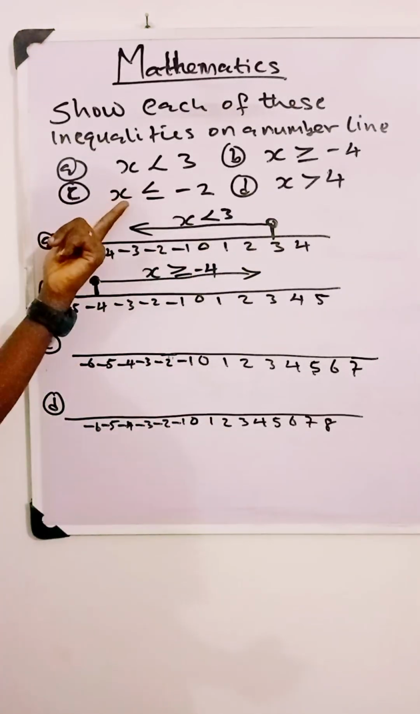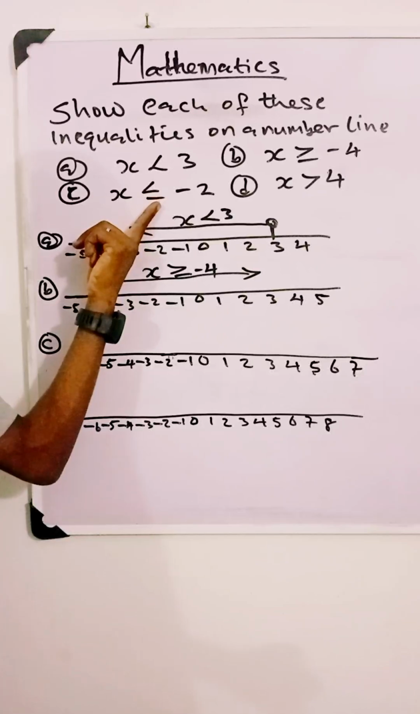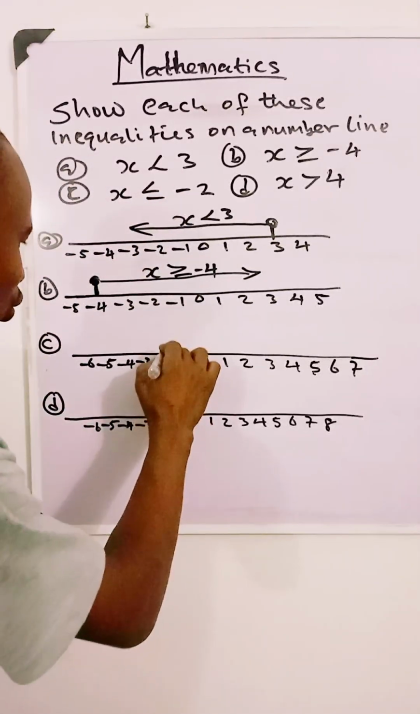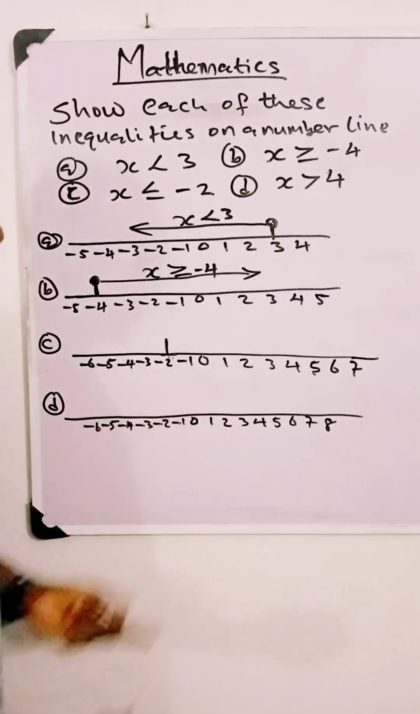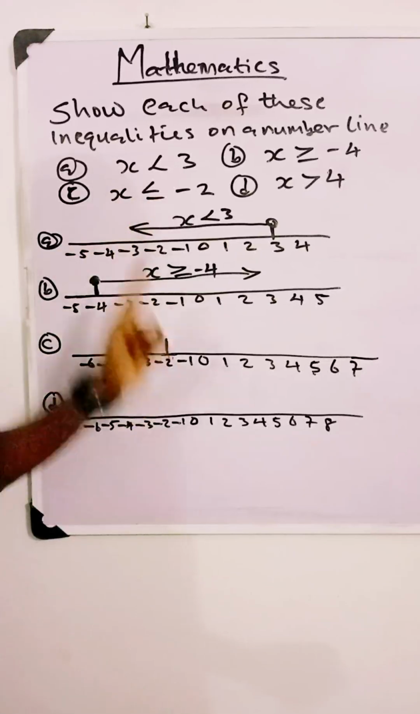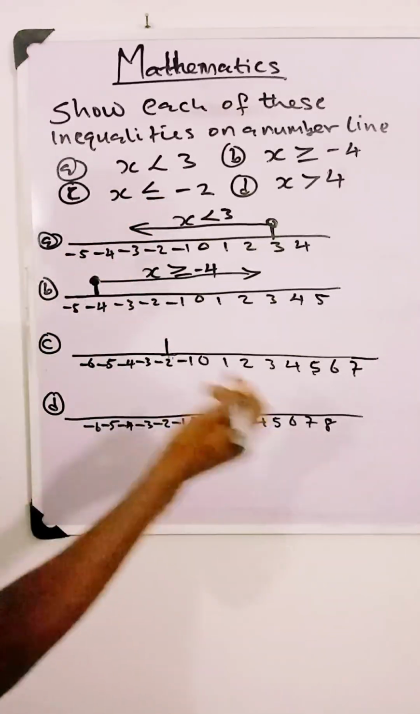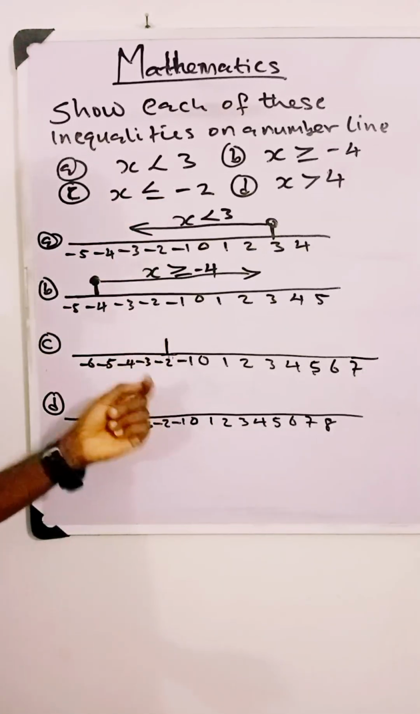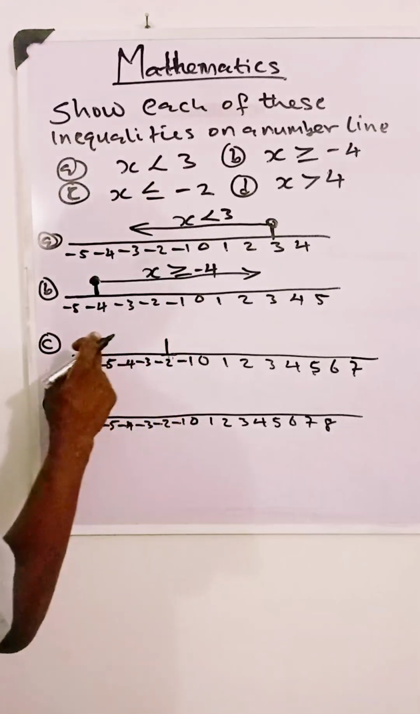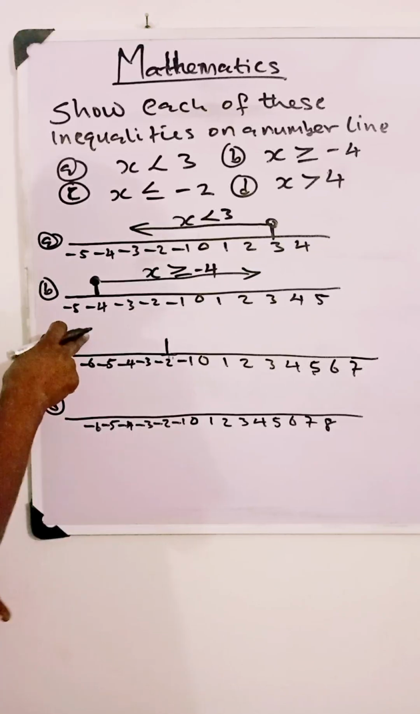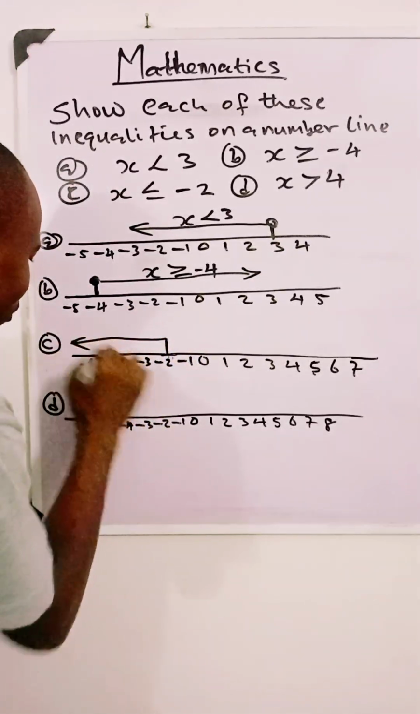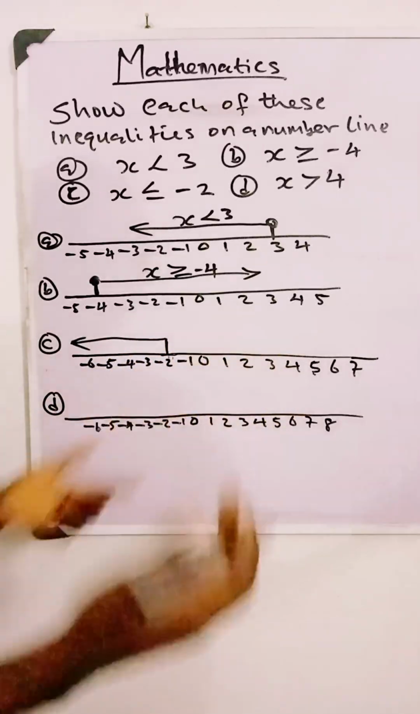The next one is x less than or equal to minus 2. I will go to my number line and pick my minus 2. This is my minus 2. I can go either to the left or the right depending on this inequality. This inequality is telling me that x are numbers that are less than or equal to minus 2. So if I'm going this way, they are numbers that are less than minus 2. So I am going this way. If I go this way, they are numbers that are greater than minus 2.